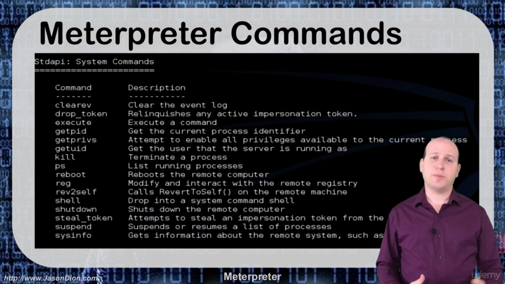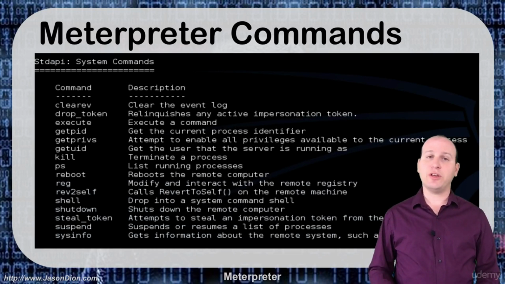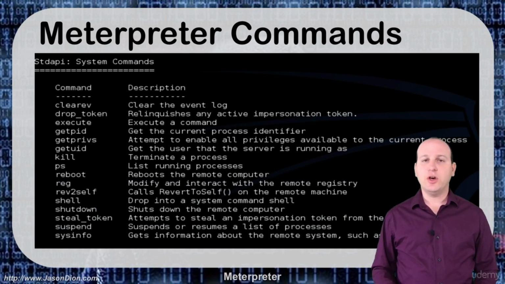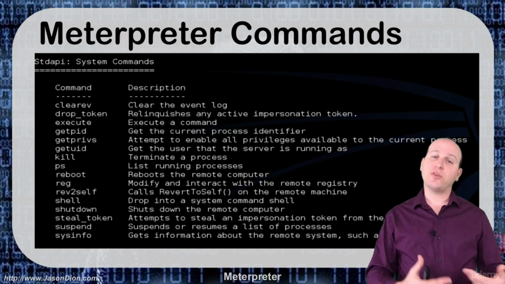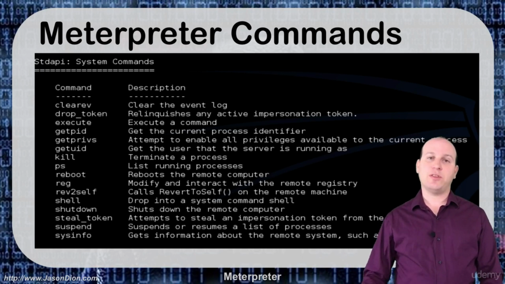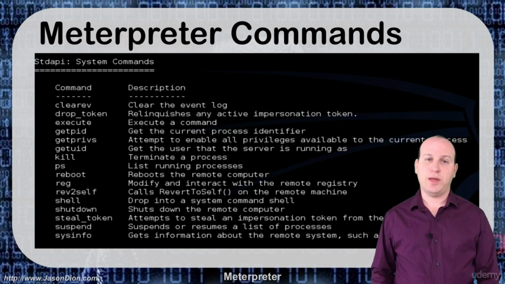Here are some additional commands that we have inside Meterpreter. We have clearev. This is clearing your event log. This is useful during the covering your tracks phase. We also can drop tokens or steal tokens so that we can start pretending that we're some other user on the system. So for instance, if I got onto a user box and the domain admin had also been on that box, I might be able to steal their token and impersonate them and start going around the network as if I was the domain admin.